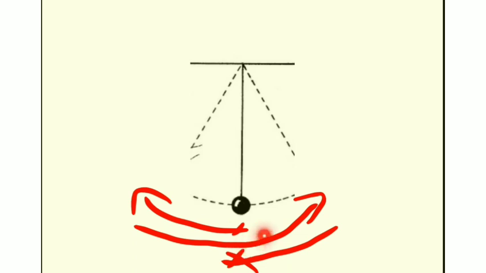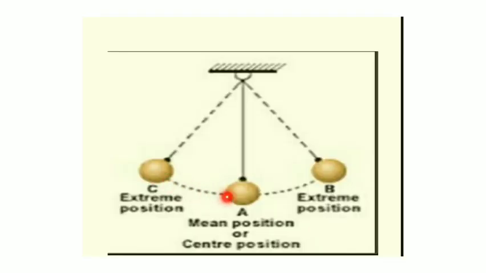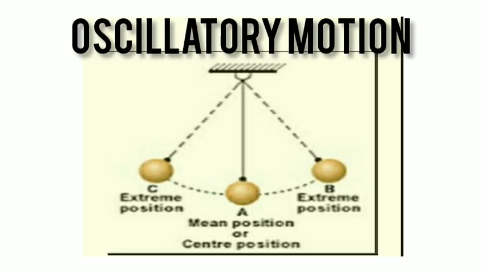So this point is known as mean position. And these two positions are called extreme positions. So basically it moves from mean position towards one extreme position, again it goes to the other extreme position, and again it comes back to the mean position, and this motion is repeated over a period of time. So it is like a periodic motion because the entire motion gets repeated in a periodic interval of time, and this type of motion is known as oscillatory motion.